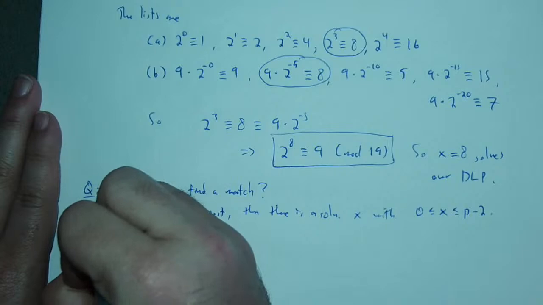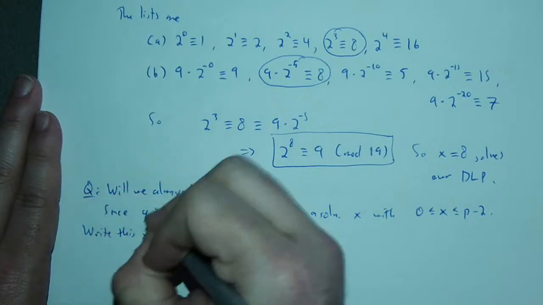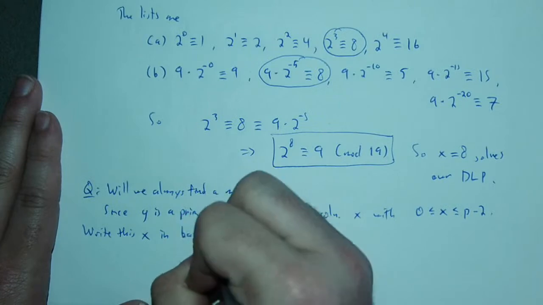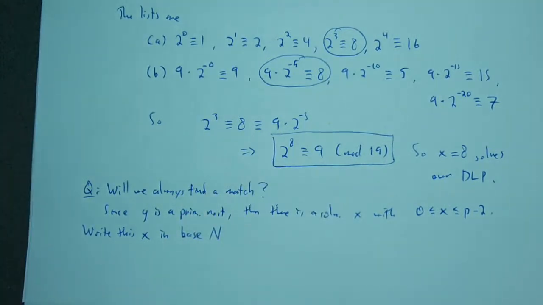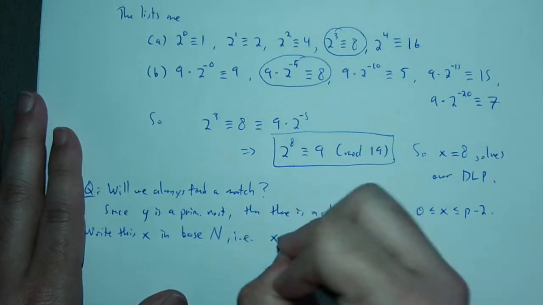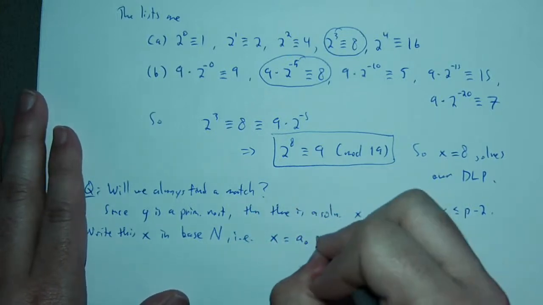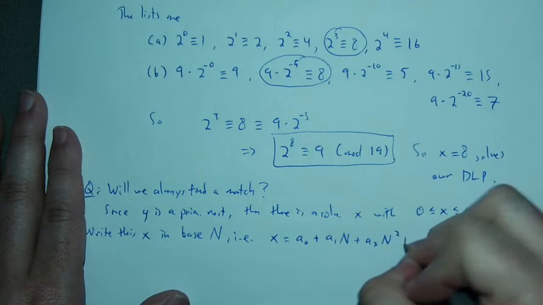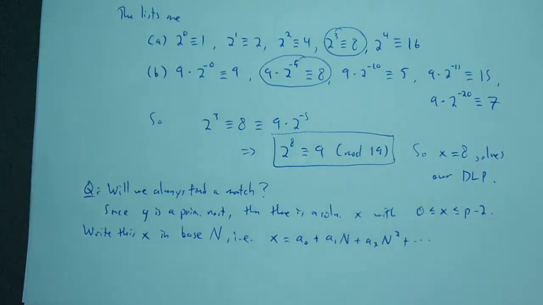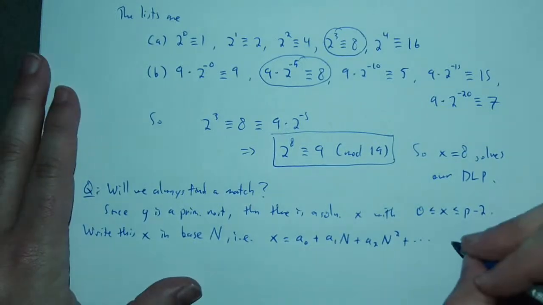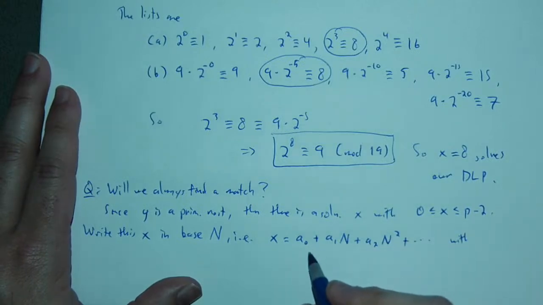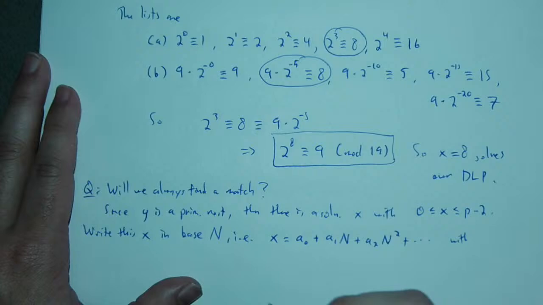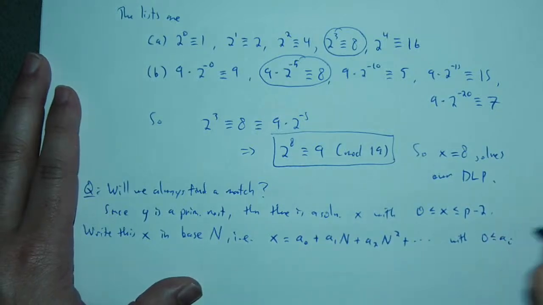Okay, so write this x in base N, i.e., we can express x as a sub 0 plus a sub 1 times big N plus a sub 2 times big N squared, and so on. We can express any integer we want in whatever number base we want. Each of these a sub i's are the digits of x base N. So these are all greater than or equal to 0 and strictly less than big N.